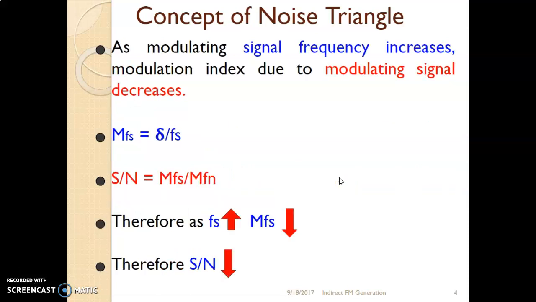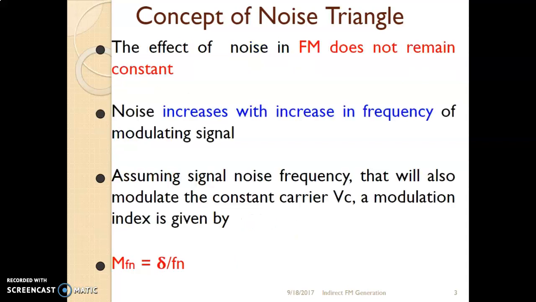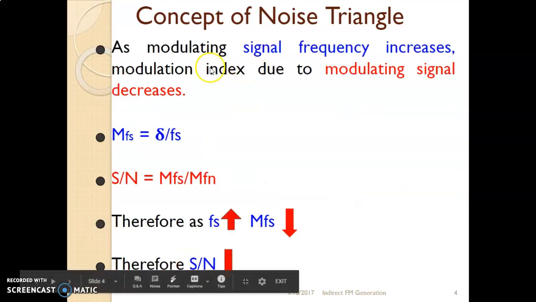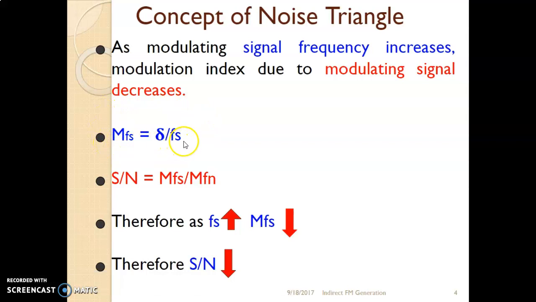The same formula can be modified if we consider a signal frequency. We are considering a frequency which consists of a signal and a noise, and there we are finding the signal to noise ratio. In the previous slide, we defined the modulation index considering the noise frequency. In this slide, we are defining a modulation index considering the signal frequency, so delta F divided by Fs, where Fs is the signal frequency.